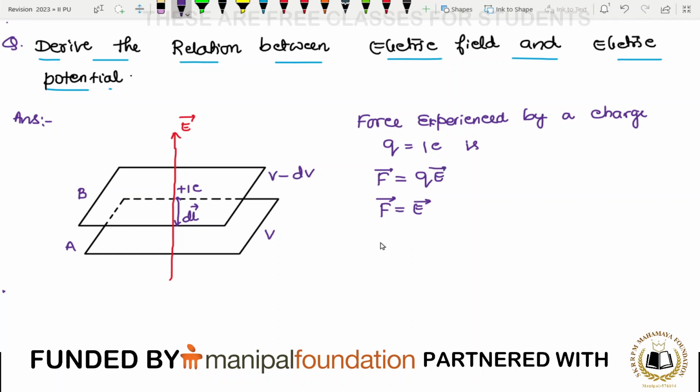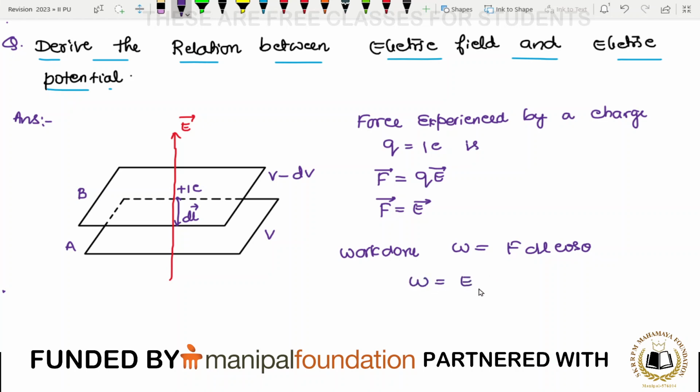Okay. Now work done. What is the work done here? Work done to move 1 coulomb of charge from where to where? B to A. Work done, W is equal to F into DL into how much? Cos theta. The basic formula of work done.